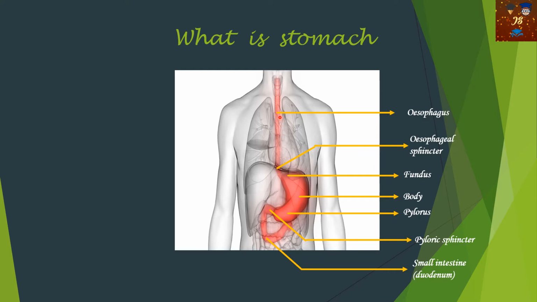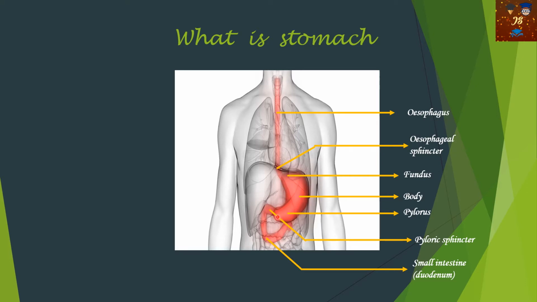In the last video we have discussed about esophagus, and this is the esophageal tube which comes directly downstairs to meet with the stomach by the means of the esophageal sphincter. And this esophageal sphincter allows the food from the mouth all through the esophagus into the stomach.